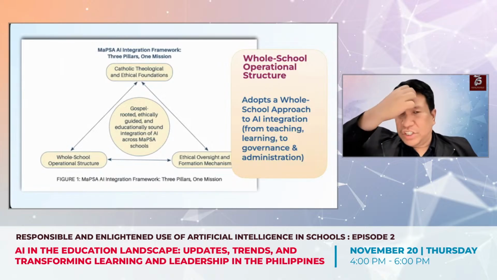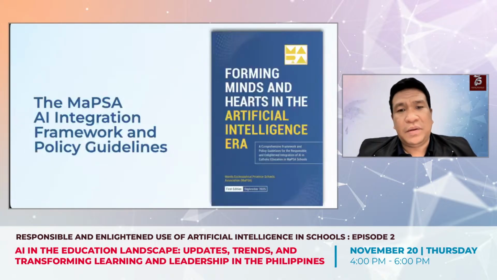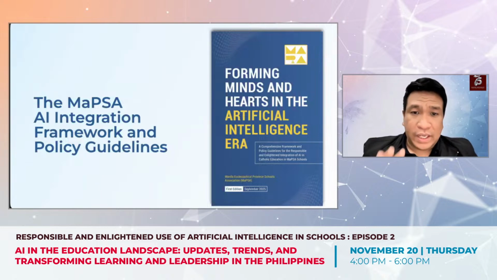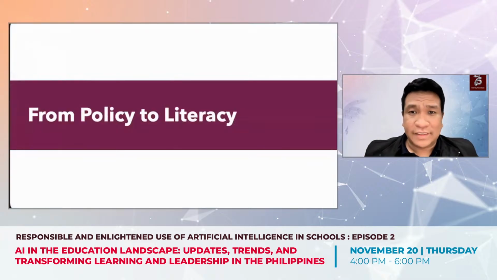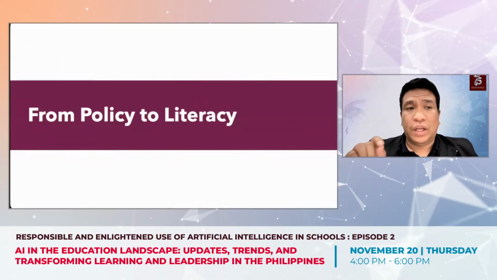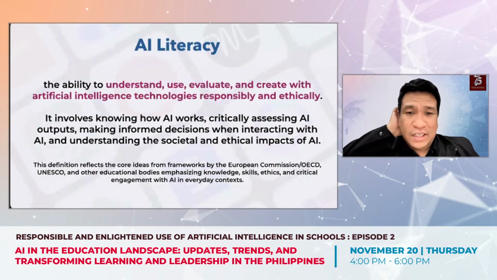Okay. So, Teacher Jim, halimbawa, na-inspire kami na parang MAPSA, meron na kaming policy and guidelines. What's next? For you to be able, of course, mahaba yan, no? For you to be able to apply these policy guidelines, you need to make sure that you train your students and teachers. So we now move from policy to literacy. So what does it mean? It's another literacy.